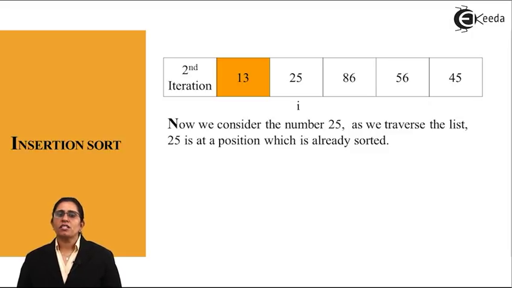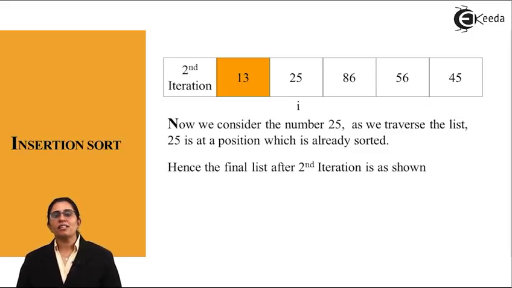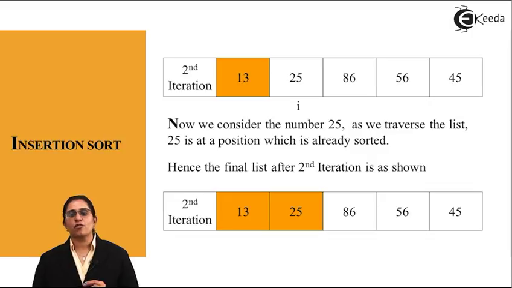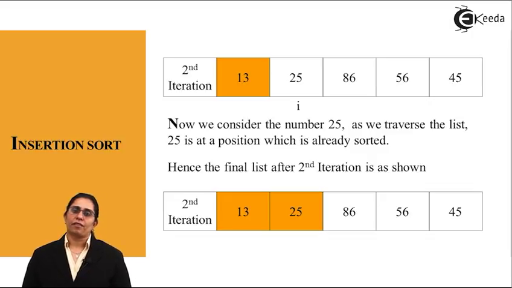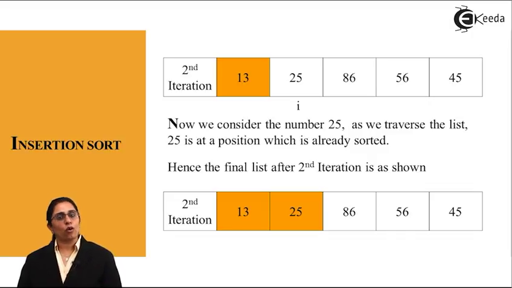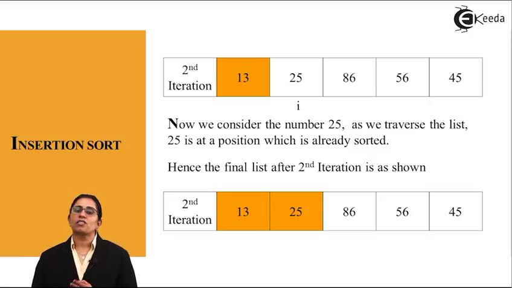So what happens? This number is already sorted in this particular list. So the final list after the second iteration is this: 13, 25, 86, 56 and 45. So what has happened, as we told in the first introduction, is that as we continue with our iterations, the sorted list will increase and the unsorted zone will reduce down.